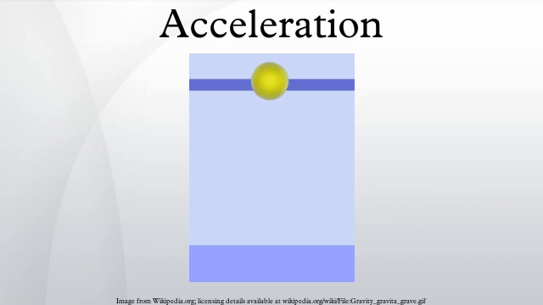As speeds approach that of light, the acceleration produced by a given force decreases, becoming infinitesimally small as light speed is approached. An object with mass can approach this speed asymptotically, but never reach it.